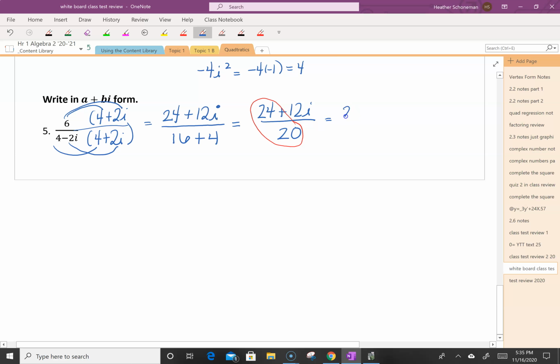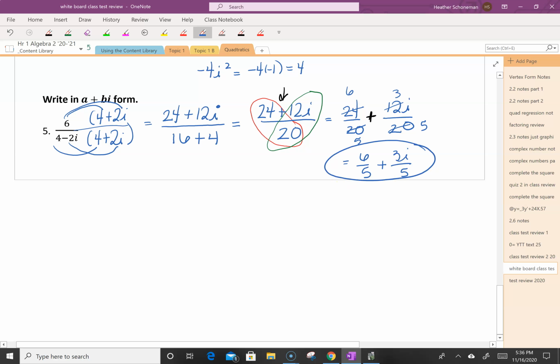So one fraction is going to be 24 over 20. Then I need the sign. Well, it's a plus sign right here, so I'm going to put a plus sign right here. My second fraction is this one, which would be 12i over 20. Before I call it good, I need to see if it reduces. It does. I can divide both of these by 4. 24 divided by 4 is 6. And this is 5, so I can get 6/5. Plus, I can divide both of these by 4, so this is 3/5. So I get 3i over 5, and that is my final answer.